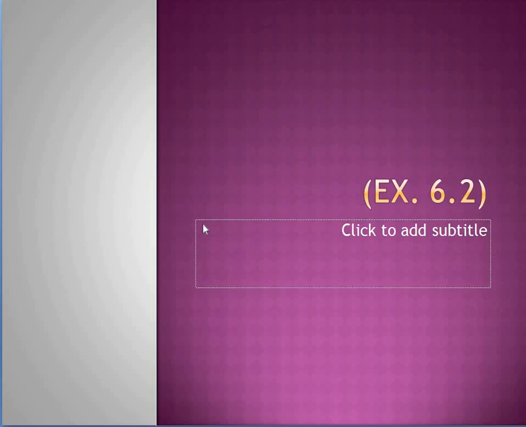Now students, we have already completed exercise 6.1, and there we learned how to represent integers on the number line, how to add integers on the number line, and also ordering of numbers. In this exercise we will do some more sums based on integer addition and subtraction, on the number line and without the number line also.